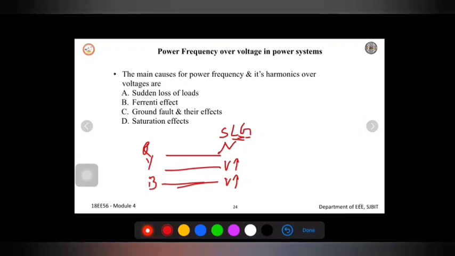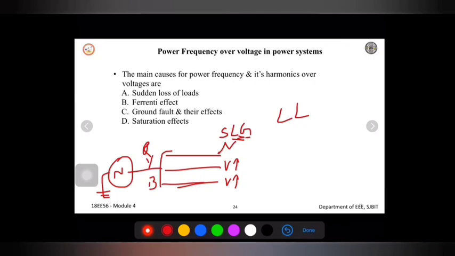If this three phase supply is connected to some generator, or this generator is connected with a solid grounding, then the increase in the voltage will be less compared to a line fault. If I take a line to line fault, a double line fault we can say, compared to that the fault will be less in a solid grounded system.